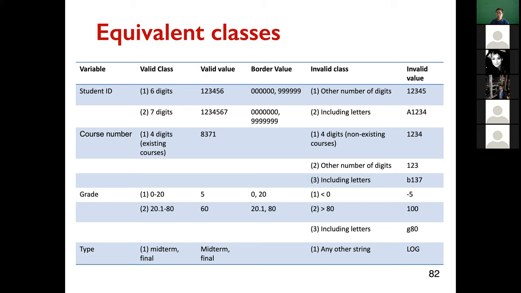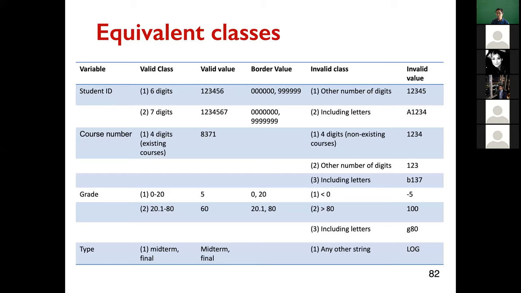Other numbers of digits, 3 digits, 5 digits, for example, any example, right? And the letters included is a third partition. For example, B134 is not a valid course, right? And for grade, we have two valid equivalence classes, and also two invalid classes. We choose these valid values, border values, and invalid values in our test cases.